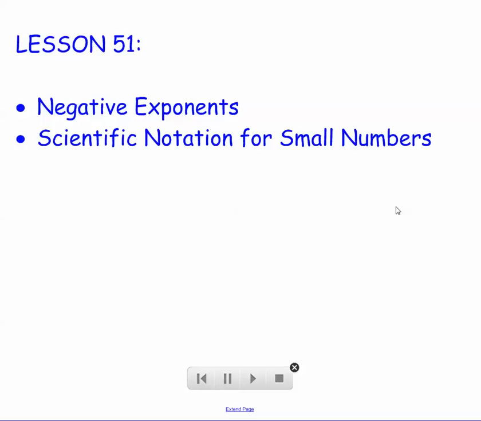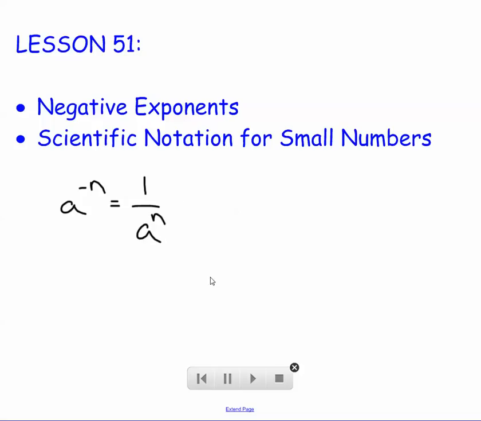We've been working with positive exponents for quite a while, and today we're going to go into negative exponents, and right along with that goes scientific notation for small numbers. So here's the major property we have to understand today: a to the negative n equals 1 over a to the positive n. Anytime you raise a number to a negative exponent, that's the same as rewriting it like this with a positive exponent.